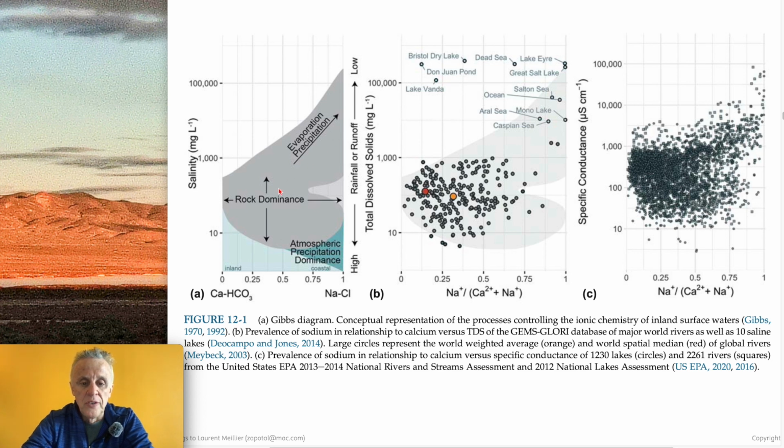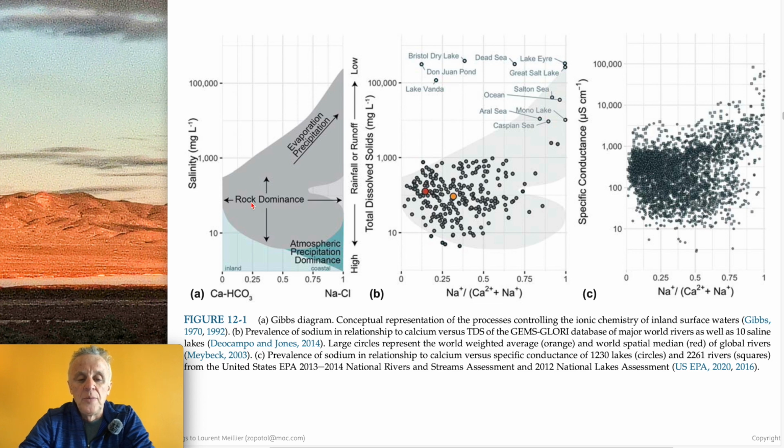So why boomerang? Because there's a shape here that looks like a boomerang. So, inland, coastal, dominated by calcium bicarbonate, and dominated by sodium chloride, as I just said. Atmospheric precipitation dominance is on the right side. Therefore, with low salinity waters that are dominated by sodium chloride, most of the origin of that sodium chloride is from atmospheric deposition.